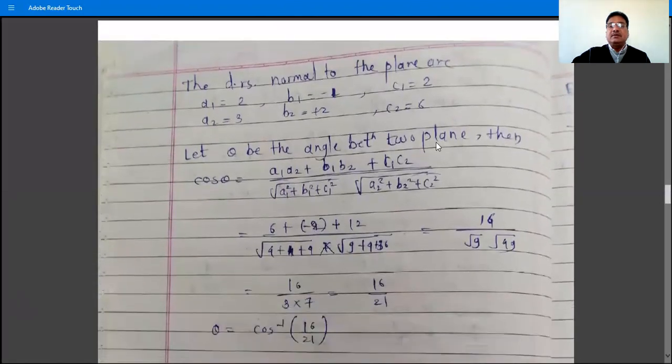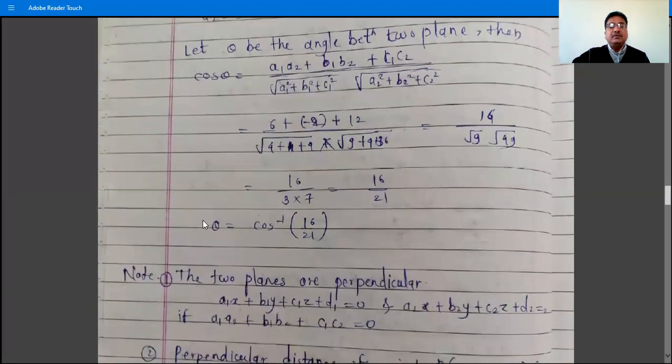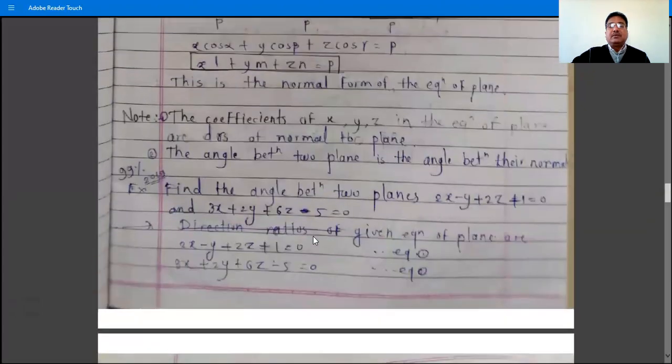So suppose theta is the angle between two planes, then we have cos theta is equal to this formula: a1 a2 plus b1 b2 plus c1 c2 divided by root a1 square plus b1 square plus c1 square, root a2 square plus b2 square plus c2 square. So substitute the values of a1, b1, c1 and a2, b2, c2. We have root 16 divided by root 9 root 49, and that is 16 divided by, root 9 is 3, root 49 is 7. So 16 by 21, and therefore theta is cos inverse 16 by 21. This is the angle between two planes.